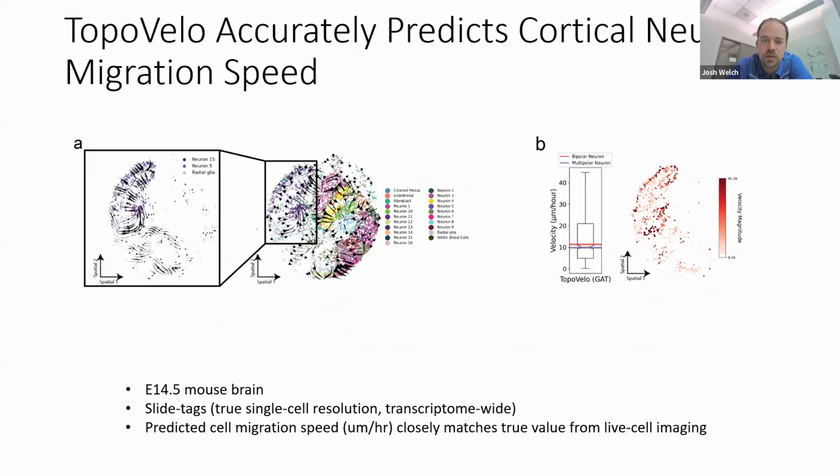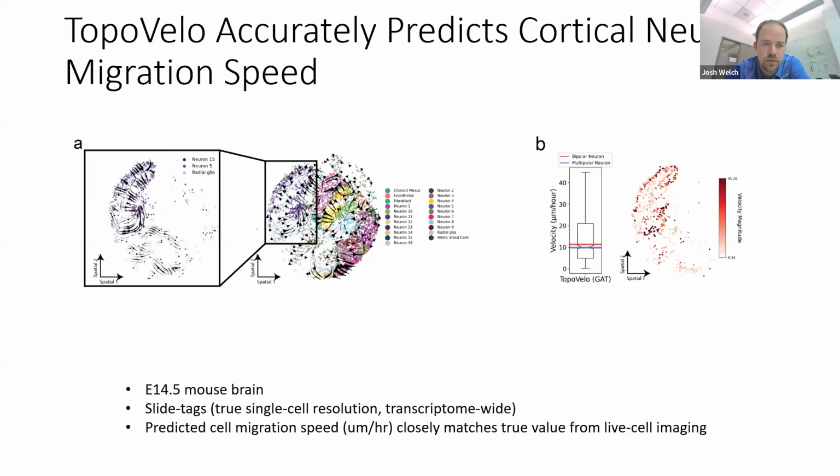Okay, so what can we do with this approach? We applied this to another data set. This is a more recent data set from mouse cortex profiled using slide tags. If you remember, I mentioned that slide tags has this advantage that you extract the nuclei out, and then you know that each read maps back to a single nucleus. Also, since you're performing the sequencing not in situ, the sensitivity of detection is much higher. So this is a really nice data set.